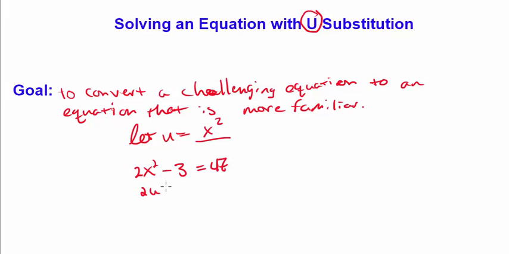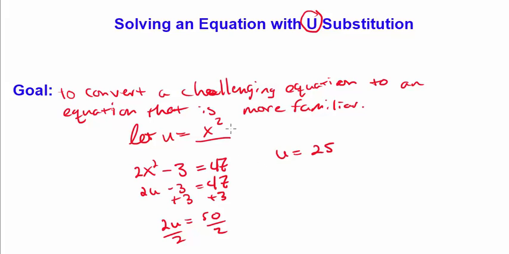So now I have 2u minus 3 is equal to 47. So I have taken out the x squared and replaced it with u. And I'm going to solve this now for u. So I'll add 3. So I have 2u is equal to 50. I'm then going to divide by 2. And so I have u is equal to 25.